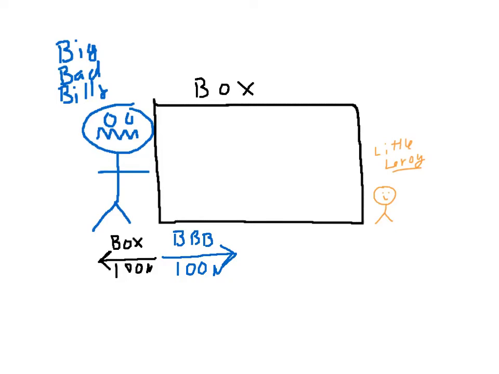But here's the deal. These two forces are not acting on the same object. This force is acting on the box, and this force is acting on Big Bad Billy. So if there were no other forces involved, and that's an if, no friction or anything like that, what would happen is the box would accelerate this way and Big Bad Billy would accelerate that way. Okay? So these don't cancel because they're not acting on the same thing. They're acting on two different objects. This one acts on the box, this one acts on Billy.